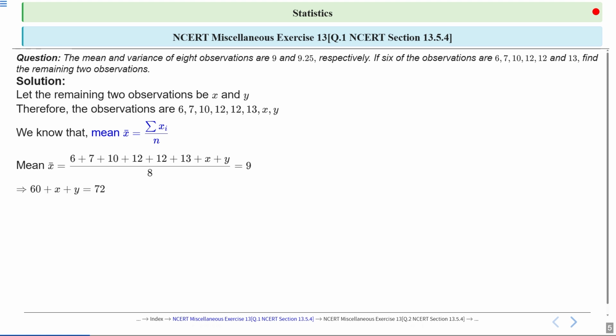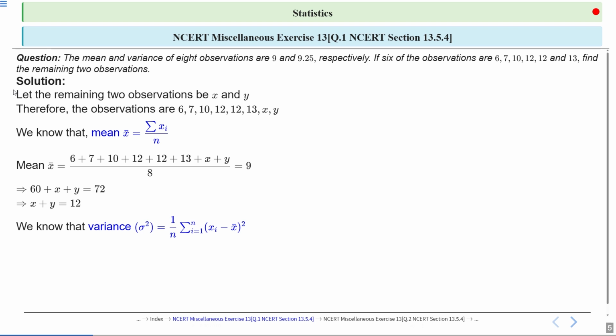Now let's simplify the equation. Adding up the known numbers, 6 plus 7 plus 10 plus 12 plus 12 plus 13 equals 60. So the equation becomes (60 plus x plus y) divided by 8 is equal to 9. Now multiplying both sides by 8 gives us 60 plus x plus y equal to 72. So note this equation. Now subtracting 60 from both sides, we find x plus y is equal to 12. So this is your first equation.